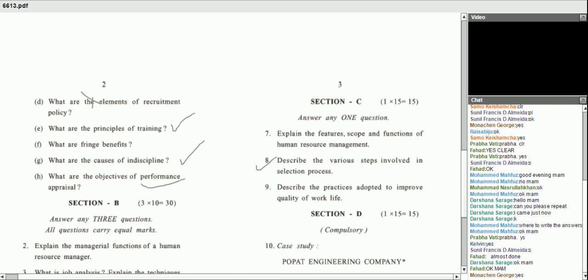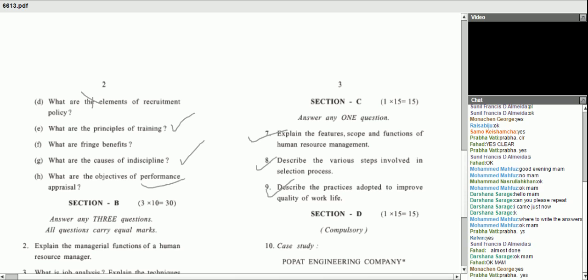And 8th and 9th too has been taught. And 7th as well. So E, G, H, 7, 8 and 9. You have to solve these. Fine, everyone? Okay, so go ahead and solve these questions.